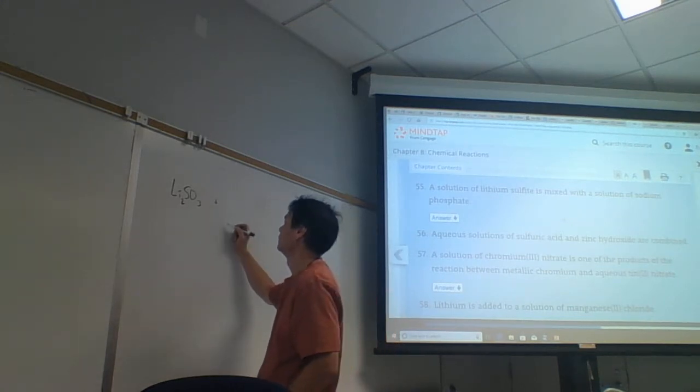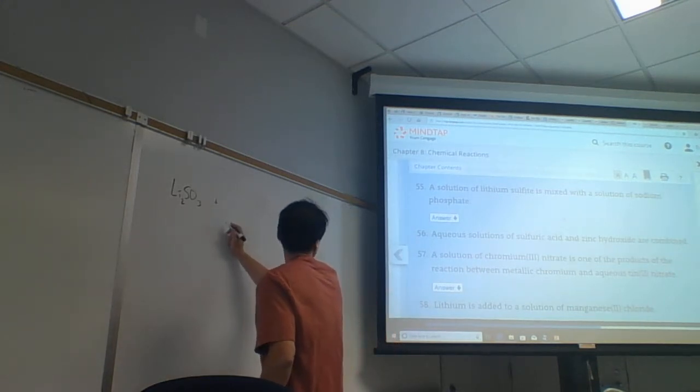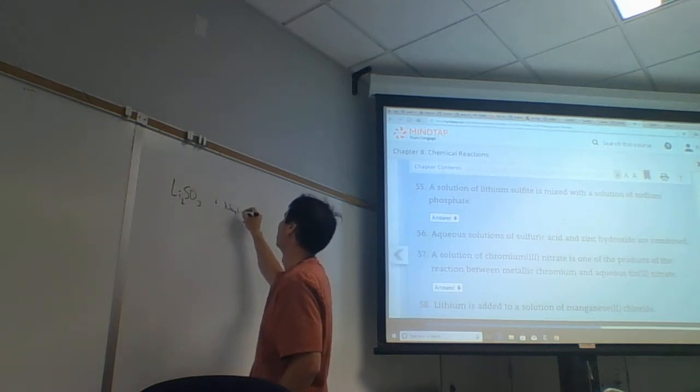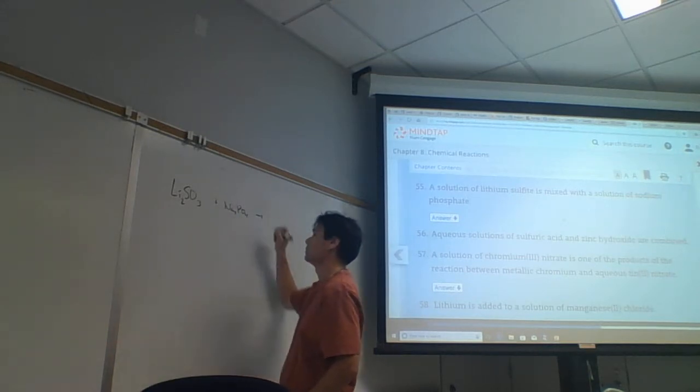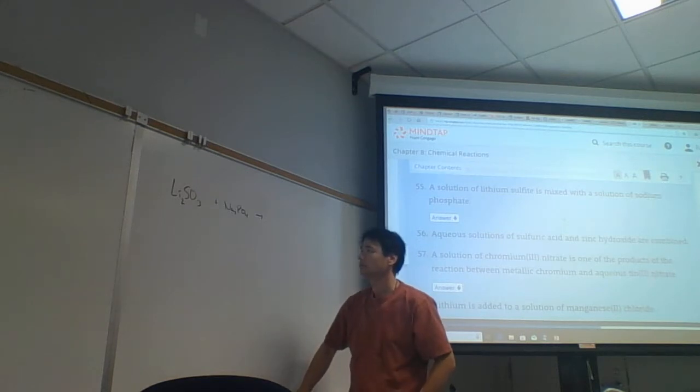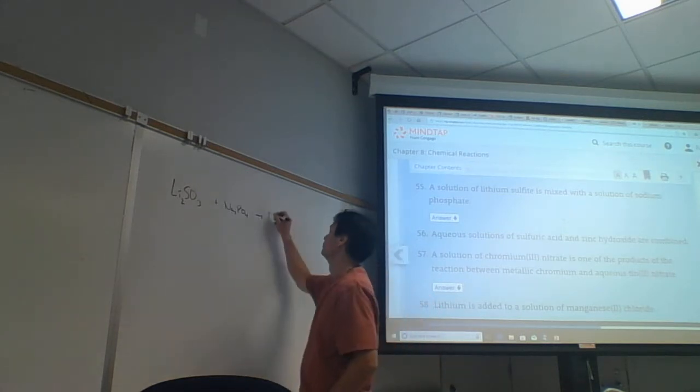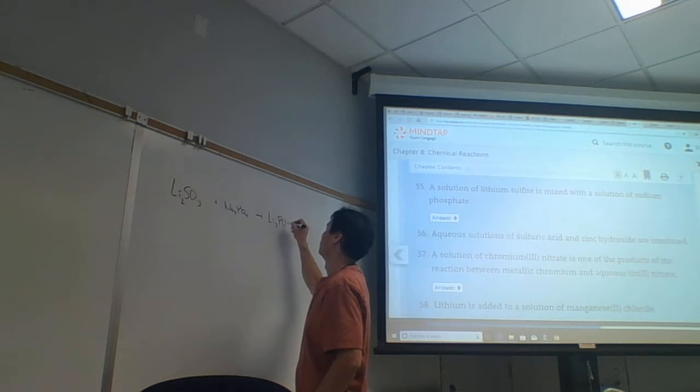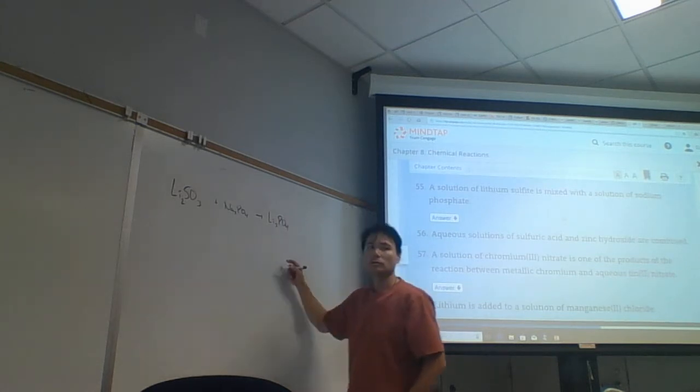Li2SO3 plus Na3PO4. And this produces Li3PO4 2. 2, like this.